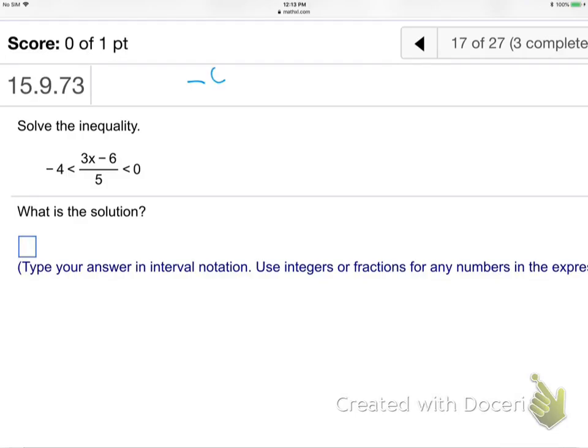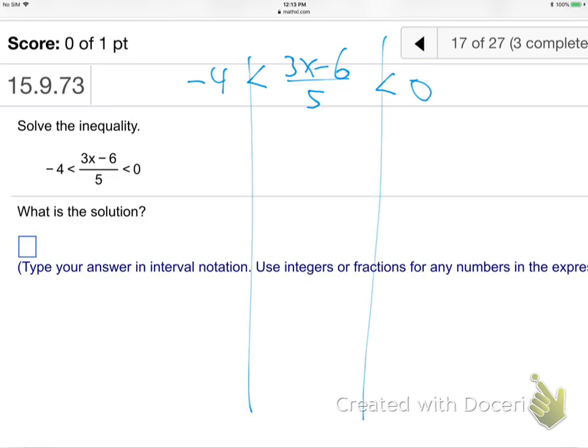Okay, so minus 4 less than (3x minus 6) over 5 less than 0. Yeah, so this is a triple. It's a compound inequality. It's in 3 sections: left, middle, and right. Basically, it's the same idea. Whatever you do to one part, do to all 3 parts, and their relationship will continue to be the same. Whichever one was bigger, small, medium, and large will continue to be small, medium, and large as long as you treat them all the same.